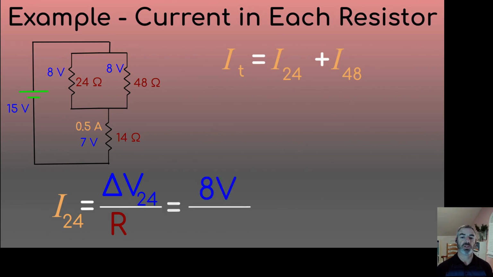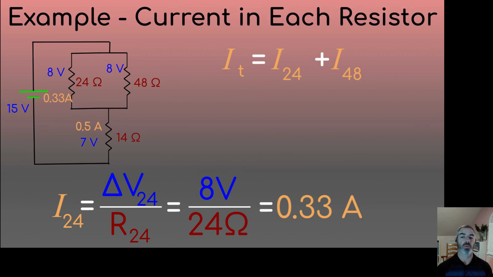I'm going to choose to use the 24 ohm resistor, which is 8 volts divided by 24 ohms, which gives us 1/3 of an amp or 0.33 amps. So we can substitute the values that we know into our junction rule equation, where the total current is 0.5 and 0.33 amps is through the 24 ohm. So that means the 48 has to have 0.17 amps. We could also use Ohm's law to find it by doing 8 divided by 48, and we get the same value, and then check that 0.33 plus 0.17 does add up to 0.5, so that we know that our junction rule is applying and it works.